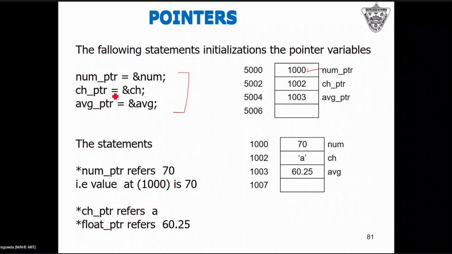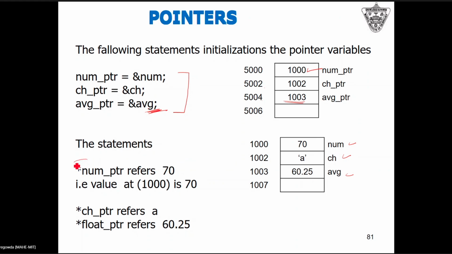Similarly, chptr is equal to &ch. The address of ch is 1002, according to our assumption in the previous slide. So that 1002 is stored over there. And similarly, for the last statement, 5004 is going to hold the address of average, that is 1003. It means the addresses of num, char, and average are stored in 5000, 5002, and 5004 respectively.